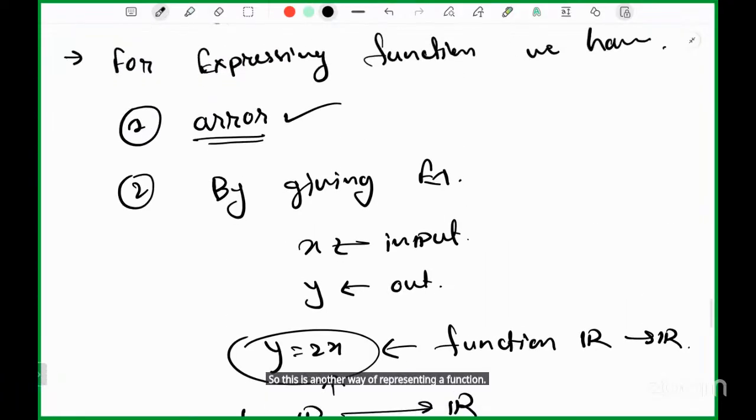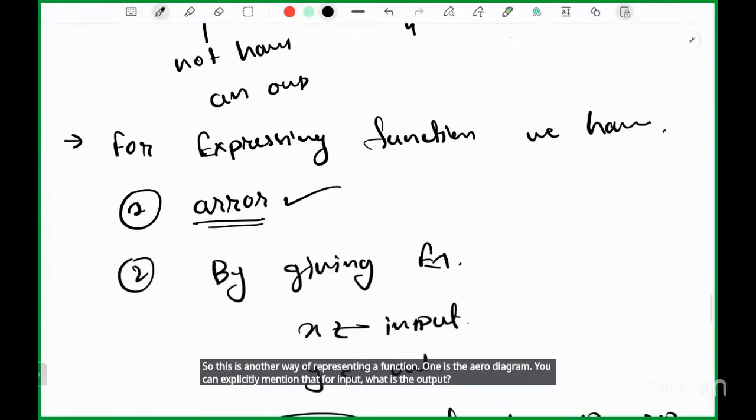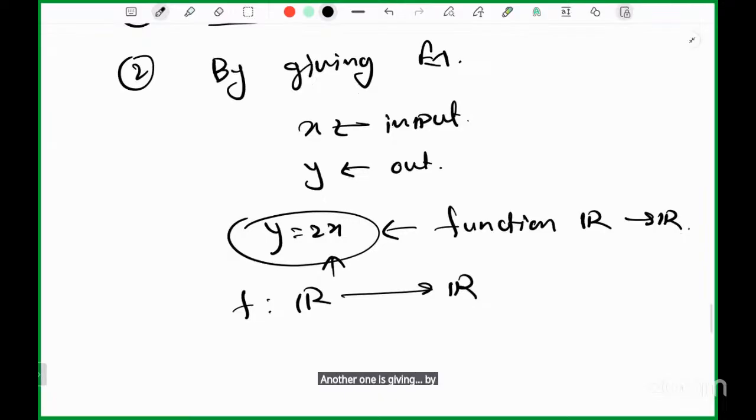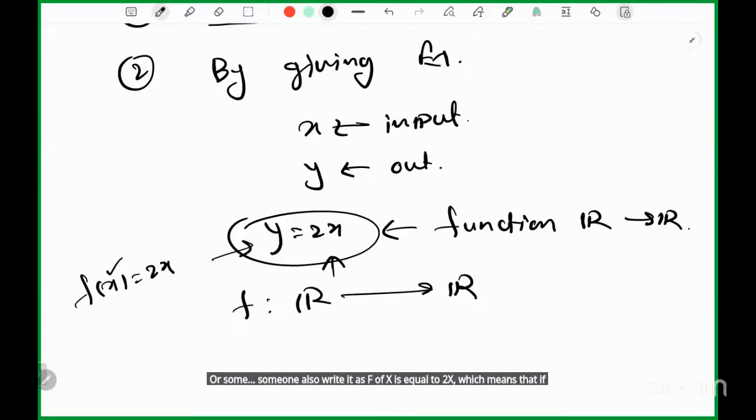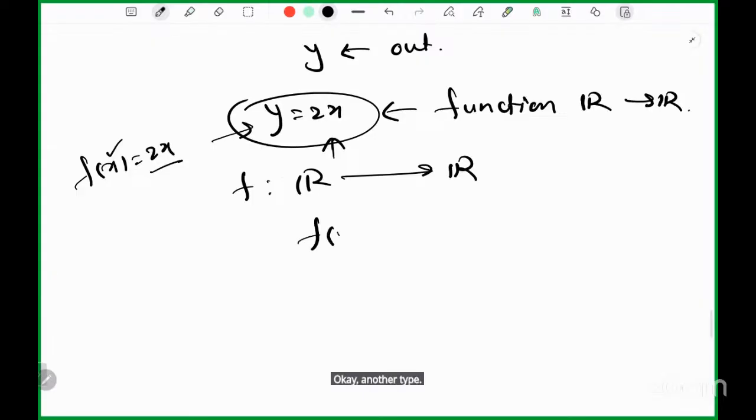Right? One is the arrow diagram, where you can explicitly mention for an input what is the output. Another is giving some expression for a function. For example, y equals 2x, or someone also writes it as f(x) = 2x, which means that if you take x as an input, that function will give you 2x as an output. Another example you can consider is f(x) = (3x + 2)/(x + 1).